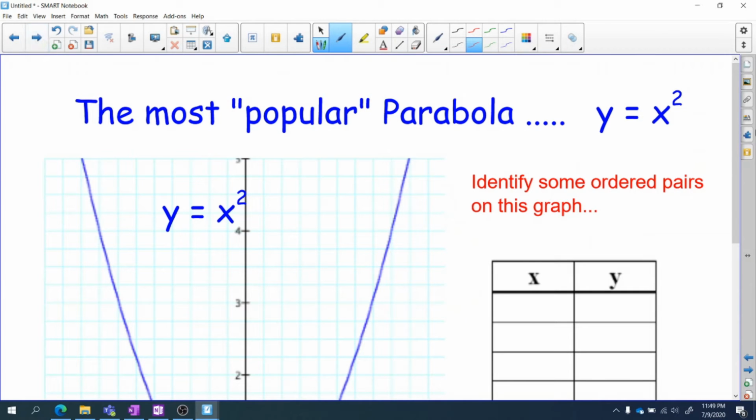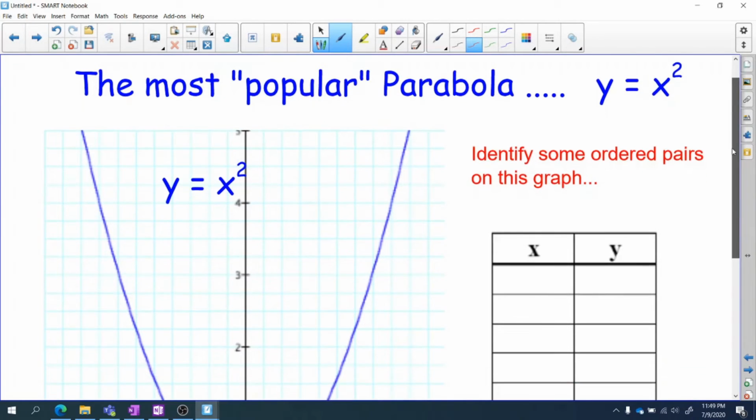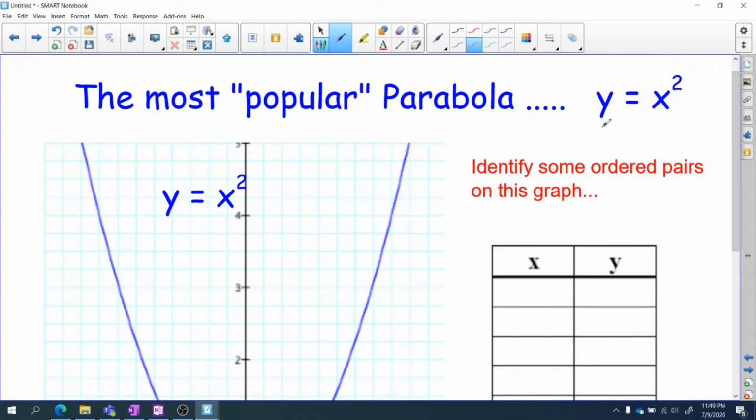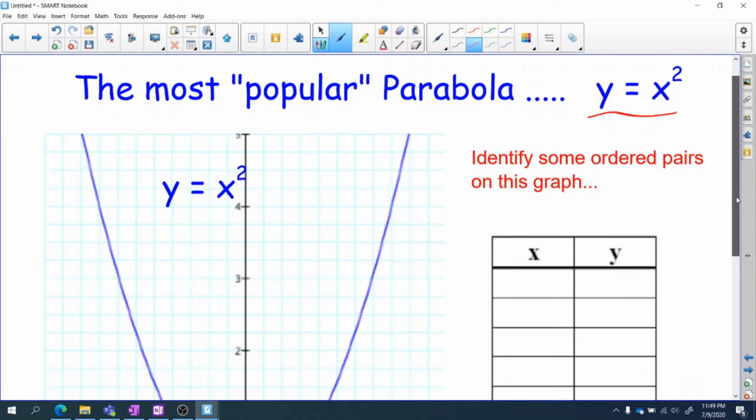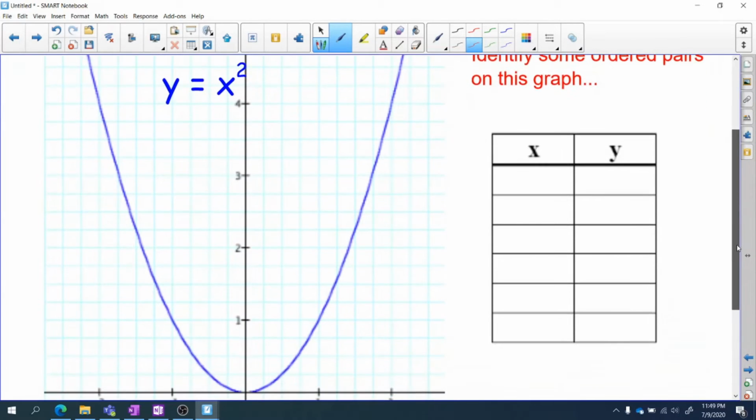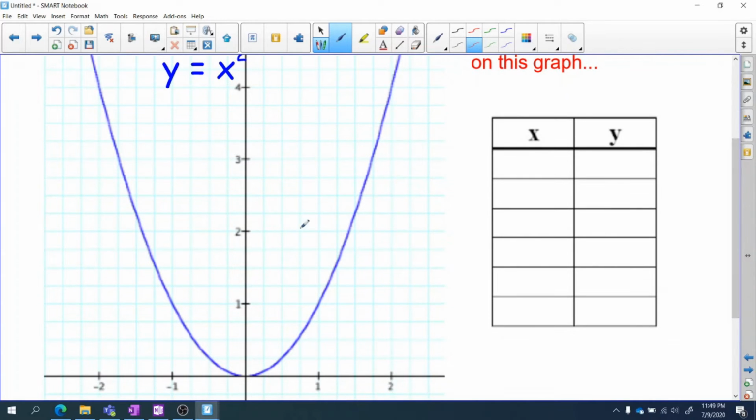All right, well, here he is. The most famous quadratic of all is the base parabola called y equals x squared. It is referred to as the base parabola. We should be able to identify some ordered pairs that are on this. We should be able to do it by looking at the graph. We should be able to do it by figuring them out as well. So let's take 0, for example. If x is 0, what's the y coordinate? Well, the y coordinate down here would also be 0.